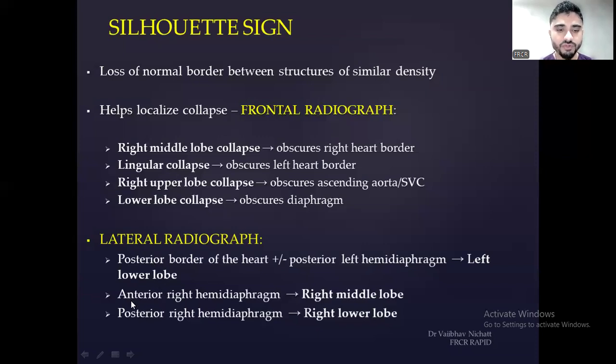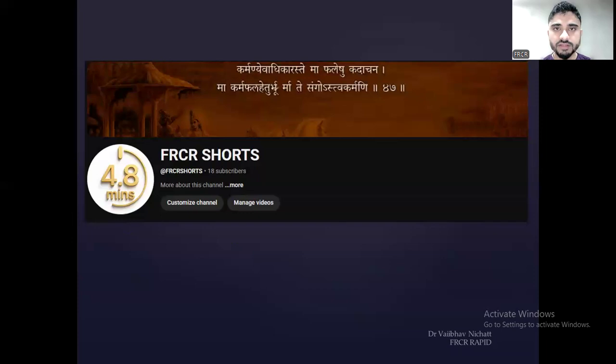If you are not able to identify the anterior portion of the right hemidiaphragm, that could be because of the right middle lobe collapse. If you are not able to identify the posterior portion of the right hemidiaphragm, then that is because of the right lower lobe collapse. So I think that is it, guys.